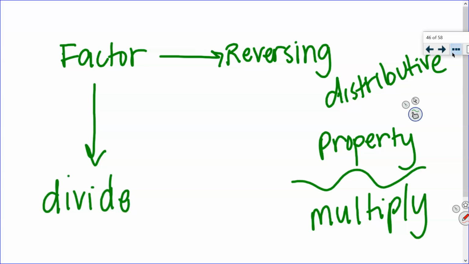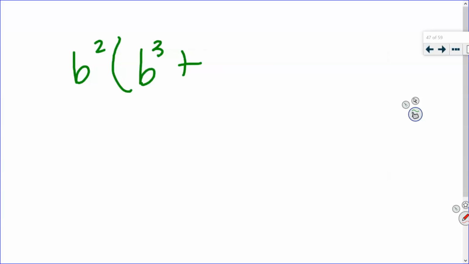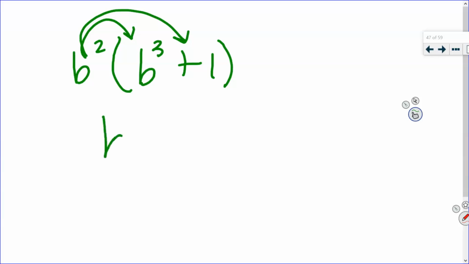So with that being said, let's review the distributive property. Let's say we had b squared times b to the 3rd plus 1. You don't write any of this down. I'll do all the work. You just watch, and you tell me what's going on. It would be b to what power? B to the 5, that's right. And then, of course, the other one would be what? Yeah. So when you multiply exponents, you add the exponents, right?